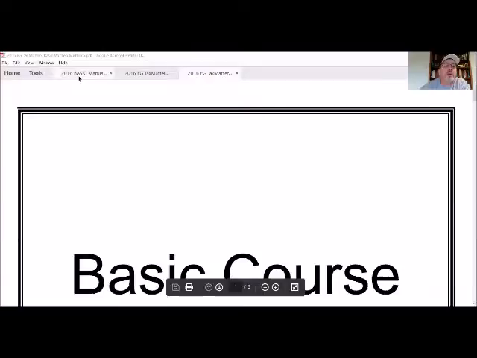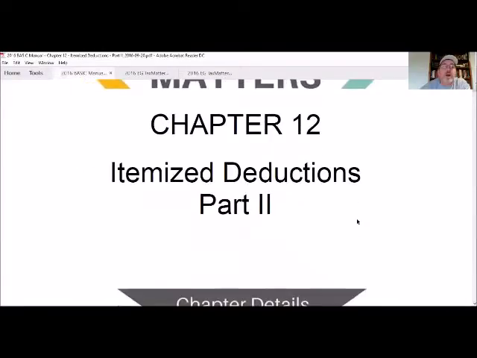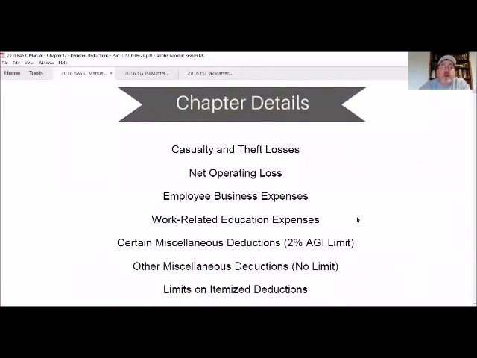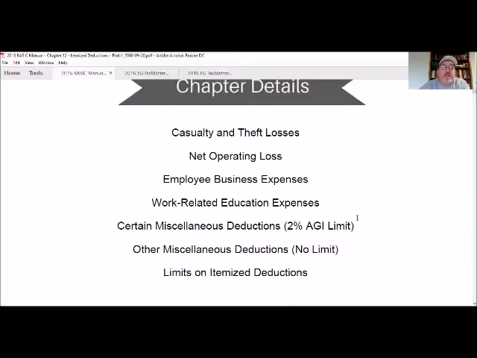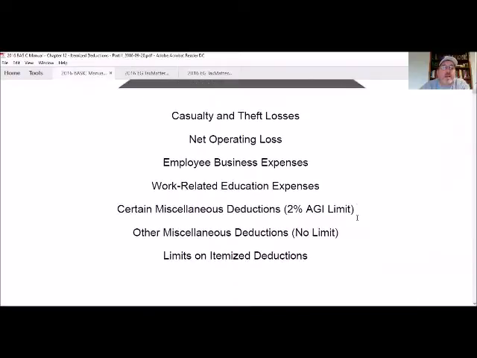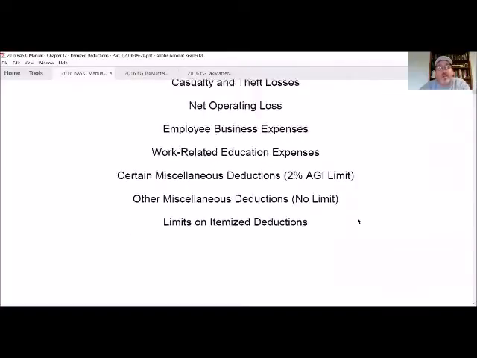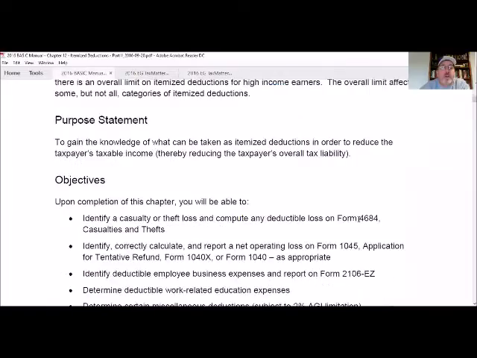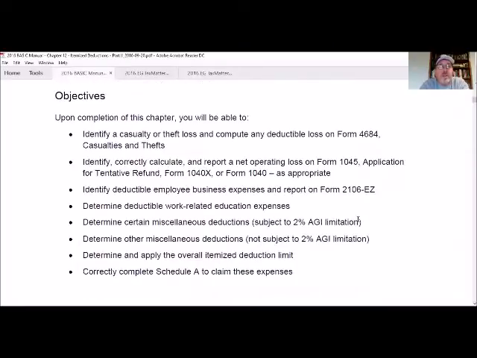Just going to do a little bit on chapter 12 right now, okay? So in your textbooks, if you go to chapter 12, okay, it's part 2 on itemized deductions. It talks about casualty theft losses, net operating losses, business expenses, work-related expenses, miscellaneous deductions, and some other miscellaneous deductions that don't have a limit to the 2%. Okay. Basically, the big thing starting out is that we're going to identify each of these and where they go.